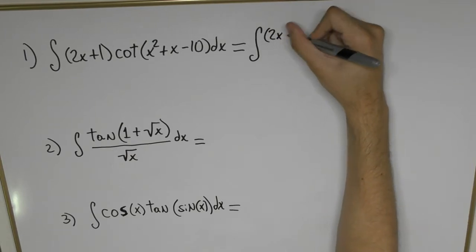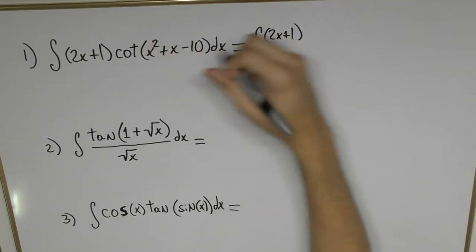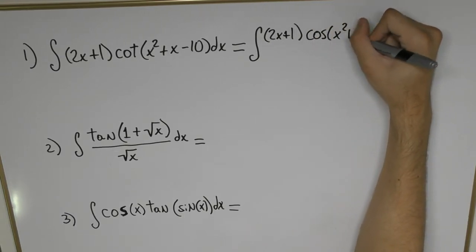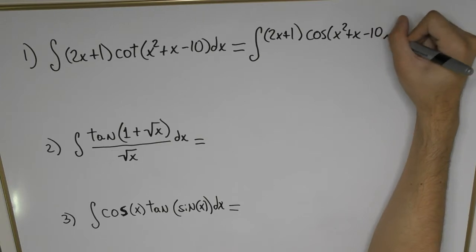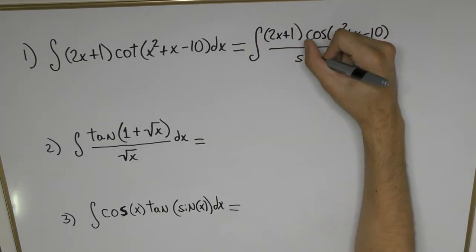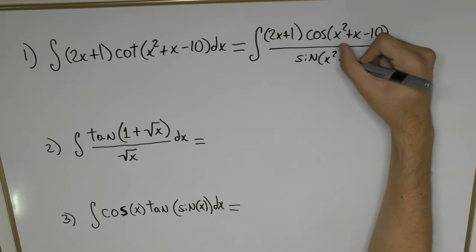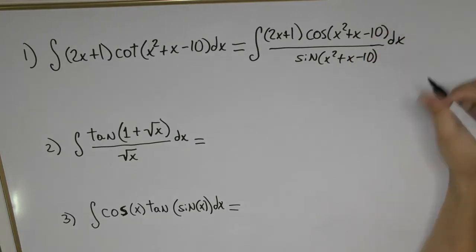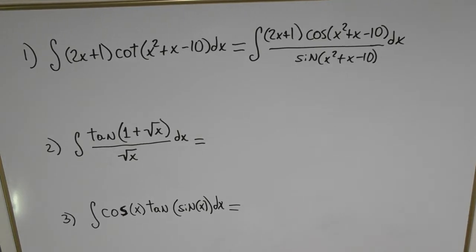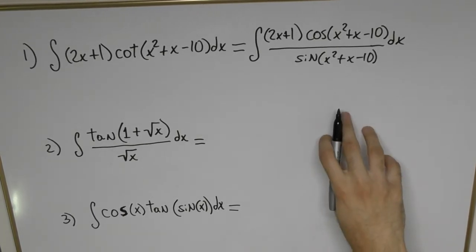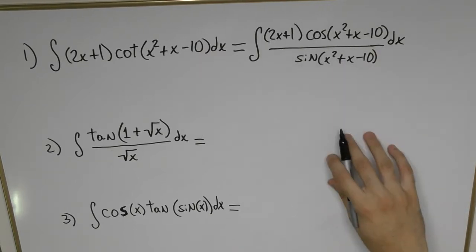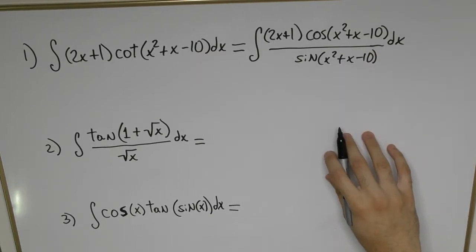So we have 2x plus 1, and then over here we're going to end up with a cosine of x squared plus x minus 10 divided by sine of x squared plus x minus 10. Okay, so we're just substituting that by a simple ratio of sine and cosine. So that's a little bit more familiar to us. And the next thing is we're going to see if there is such a relationship between those two functions here as the one that we need.